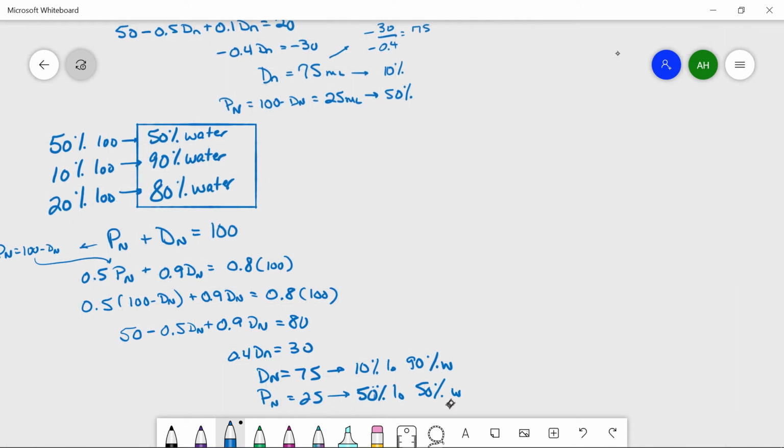The one that was 50%, we were going to have 25 milliliters. The one that was 10%, we're going to have 75 milliliters. So we've taken the same problem and worked it either looking at the percentage of iodine or looking at the percentage of water that we're going to include. Okay, all right, let's look at another one.